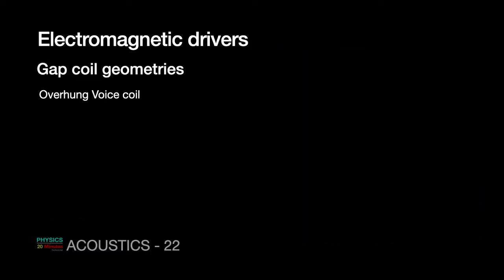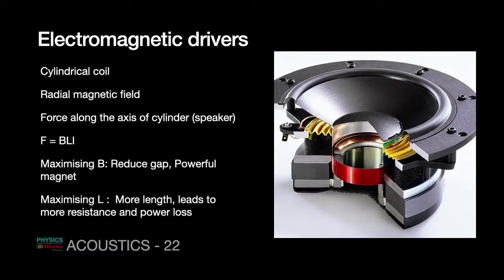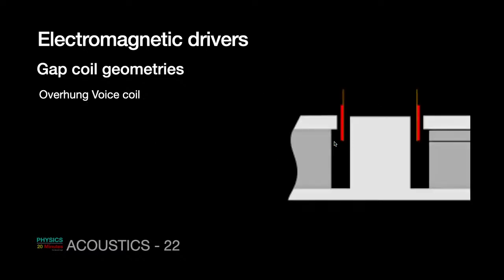The gap coil geometry also plays a very important role. When I say gap coil geometry, I am talking about this particular section only. So if I focus on this particular section, this is called gap coil geometry. That's very interesting. There are two kinds of gap coil geometries. One is called the overhung voice coil. As the name suggests, the voice coil is overhung in the gap. It's just suspended in it like this.